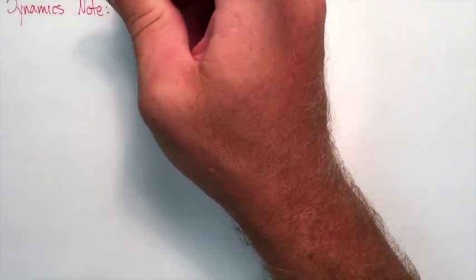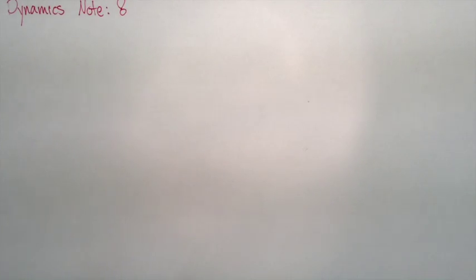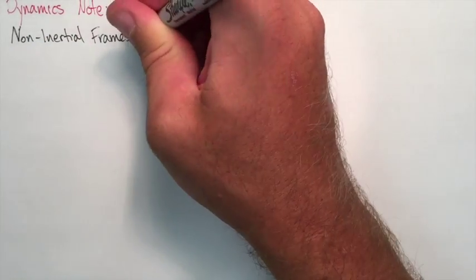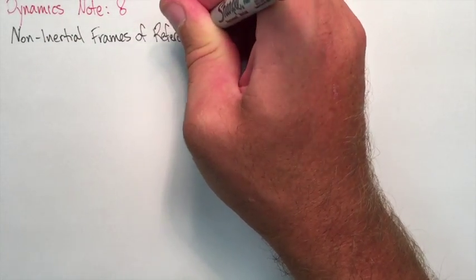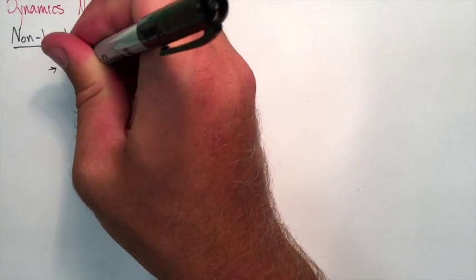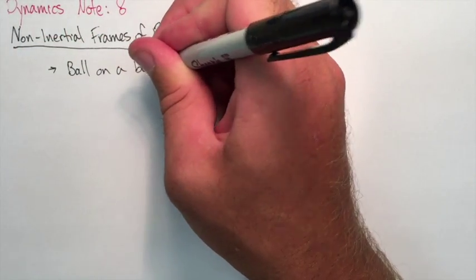Grade 12 Physics, Dynamics, Note number 8, Non-Inertial Frames of Reference. So in this note, we're going to take a look at a non-inertial frame of reference, so something that's accelerating, and we're going to use something on the accelerating object to try and determine the value of its acceleration.